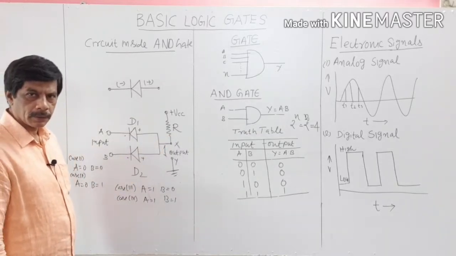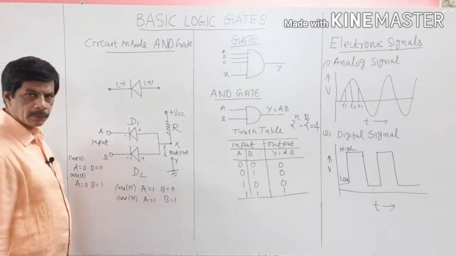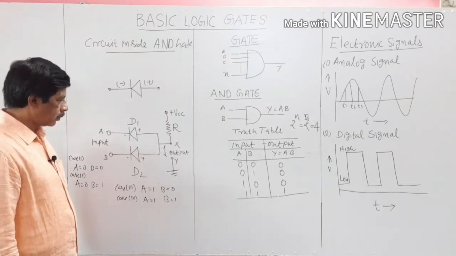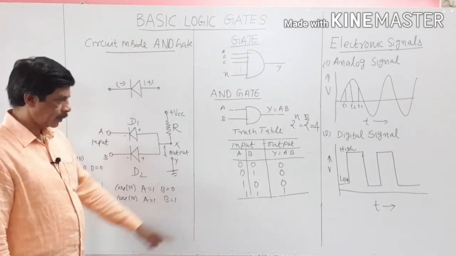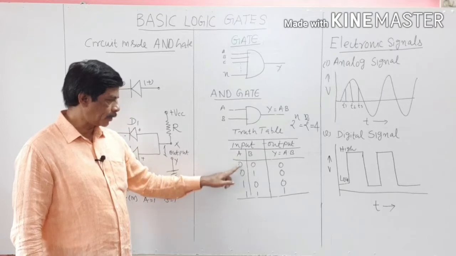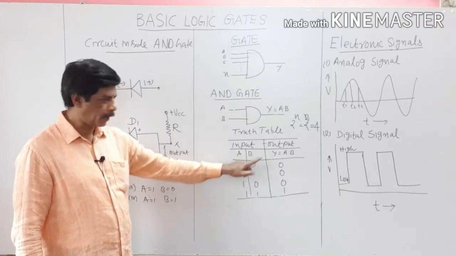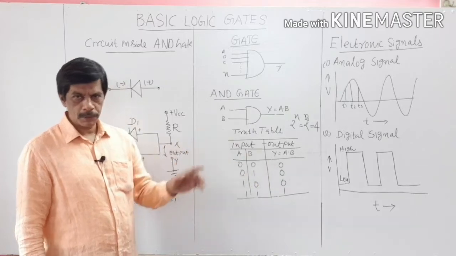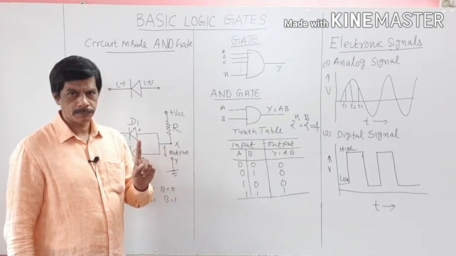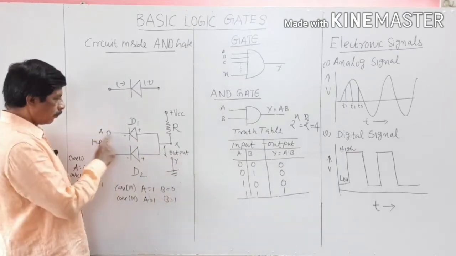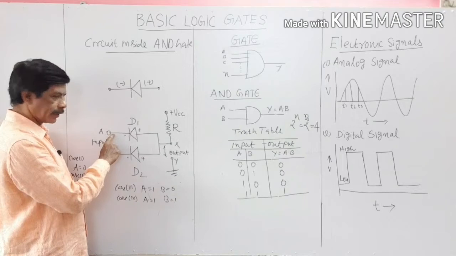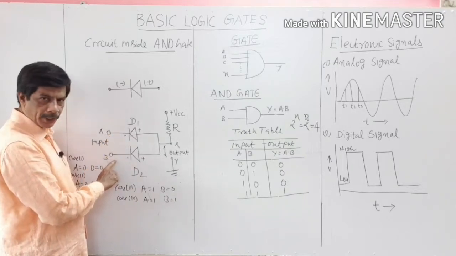Now let us see how this circuit behaves as an AND gate. To analyze this operation, let us take the first row of the truth table, that is A is equal to 0, B is equal to 0. The output is again 0. 0 means you give negative voltage. Positive means you give 1. For the first row, A is equal to 0, B is equal to 0, connect negative voltage here, and B is also equal to negative voltage.